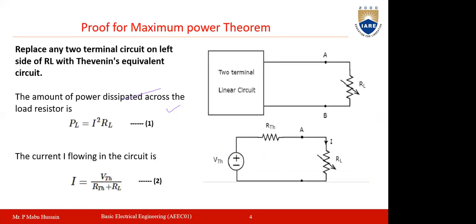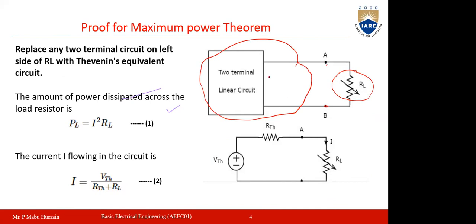Right, let us see the proof for the maximum power transfer theorem. According to the theorem, the source will deliver the maximum power to the load whenever the load resistance becomes equal to the source resistance. Now, if you take any big circuit, you will have one load. This load is connected between two terminals A and B, let us say, and the remaining circuit is a two terminal linear circuit.